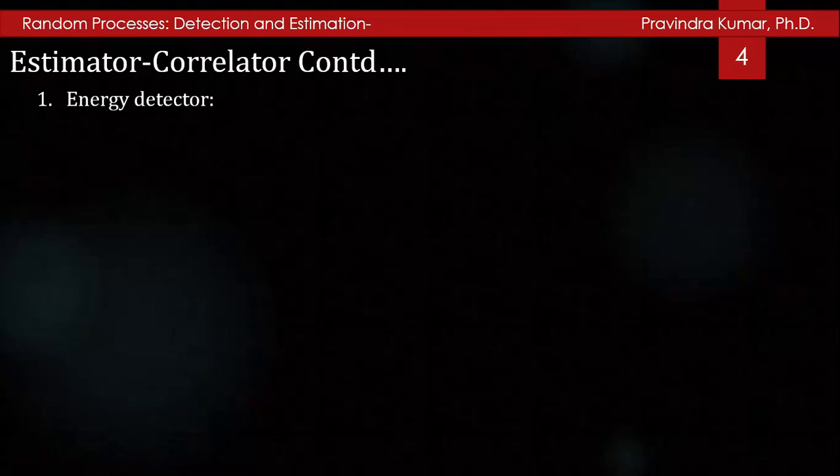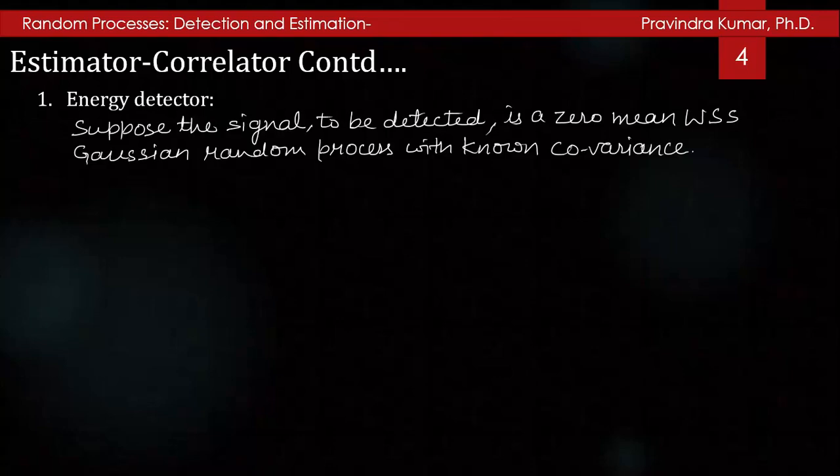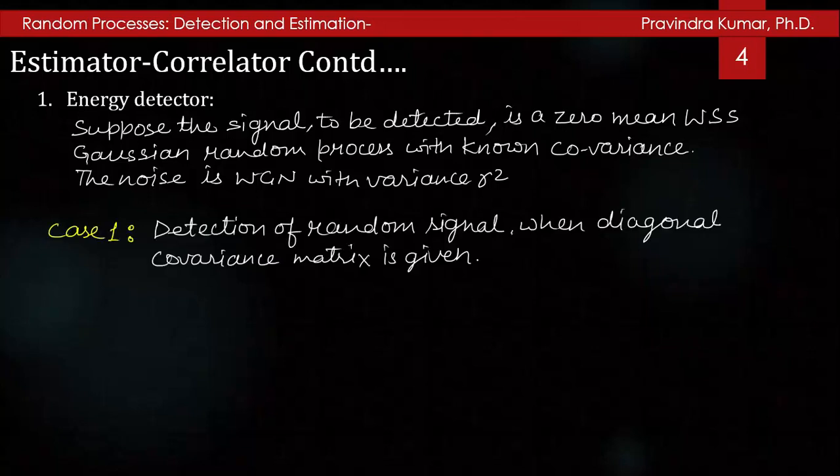So, what is an energy-detector? Assume that the signal to be detected is a zero mean, wide sense stationary Gaussian random process with known covariance. The noise is assumed to be white Gaussian noise. First we derive the NP detector for detecting the signal. Later it is generalized for the case when the signal is modeled as a Gaussian random process with known arbitrary covariance matrix. So let us take the first case.